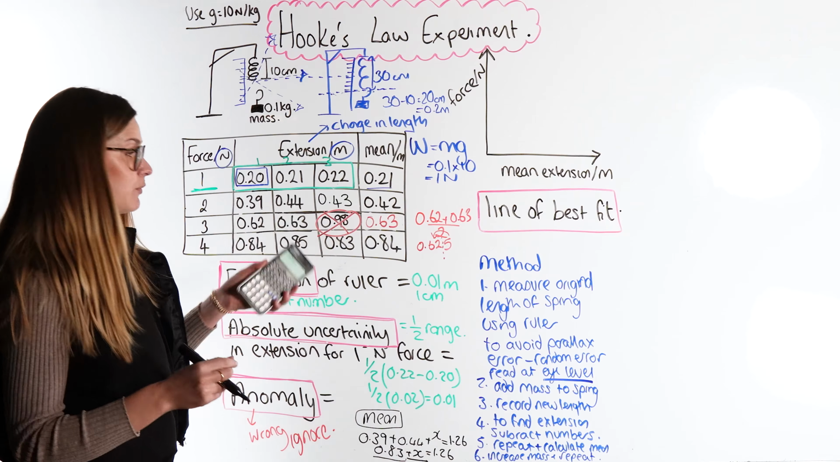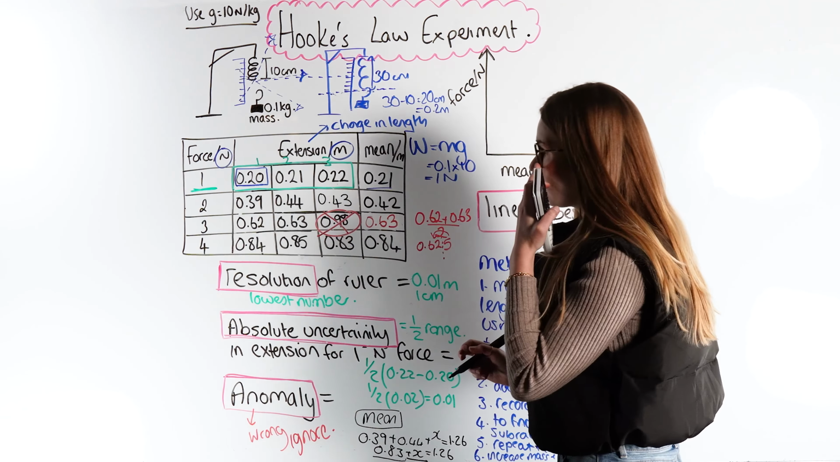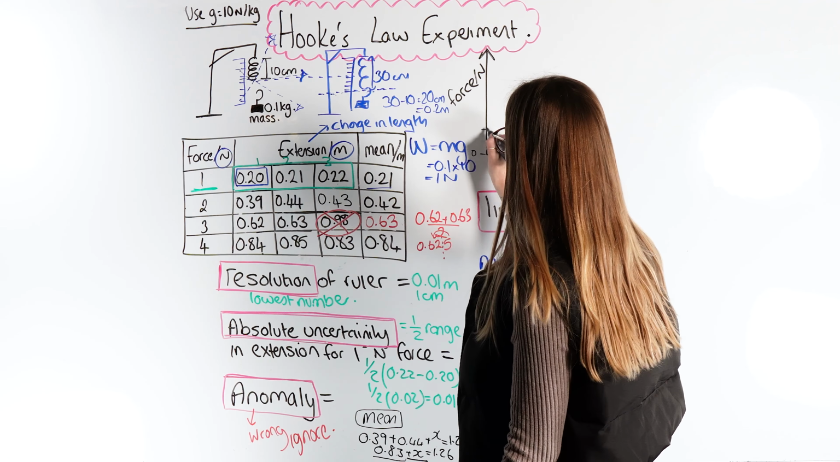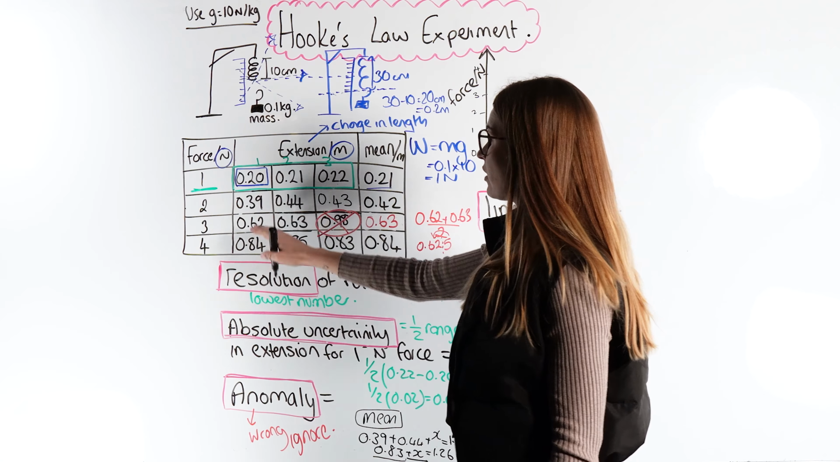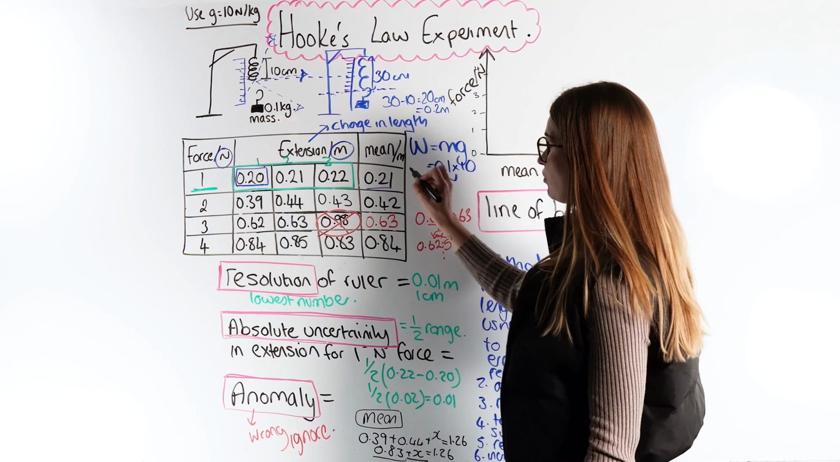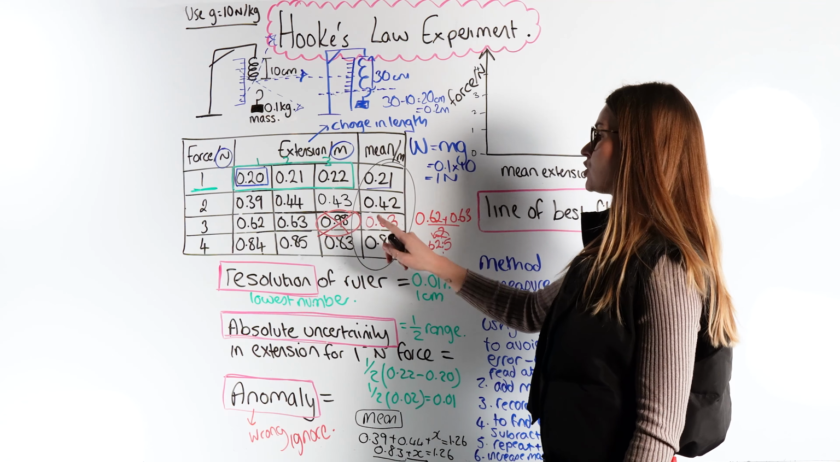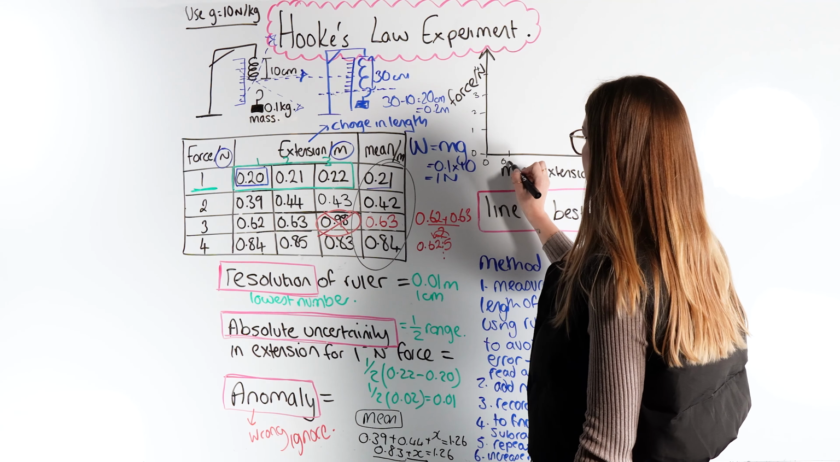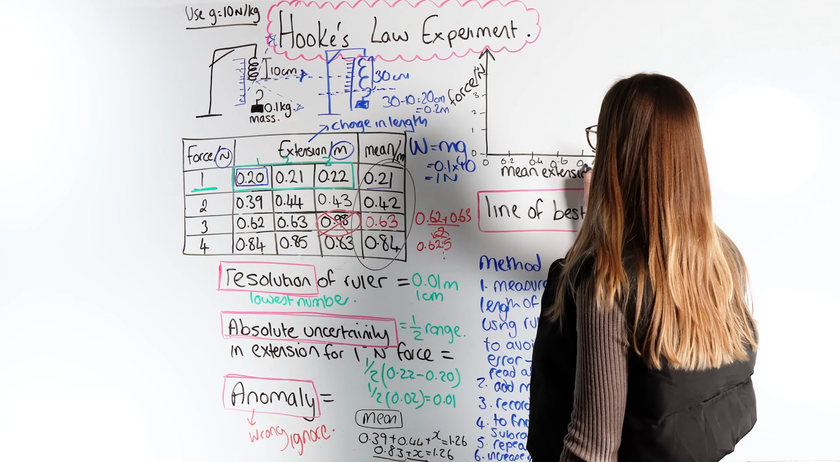Okay, next thing that we could do with our results is plot a graph. We're plotting a graph of force, 1 to 4, so there's going to be 0, 1, 2, 3, 4, against our mean extension. So we're plotting this information here. On the extension axis, there's 0, then 0.2, 0.4, 0.6, and 0.8.